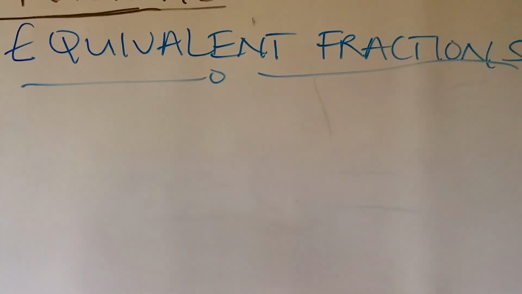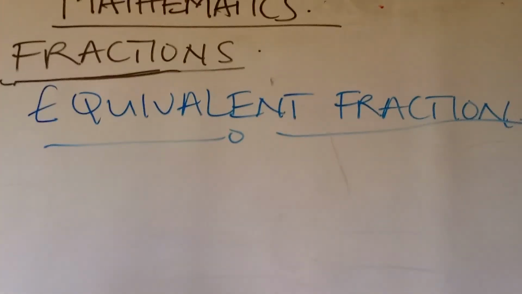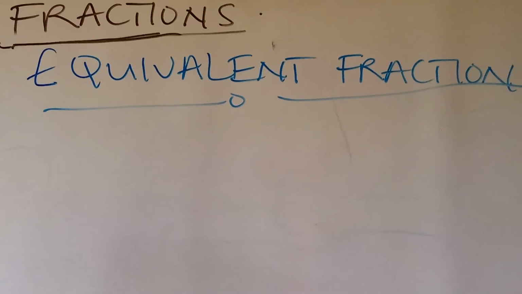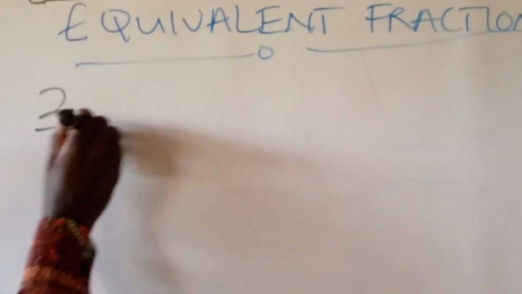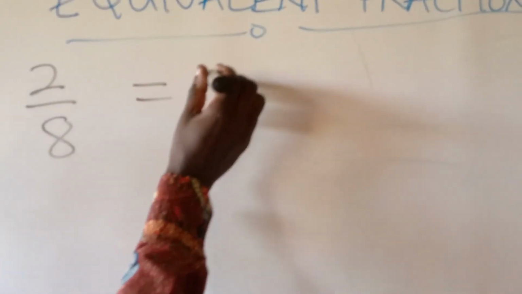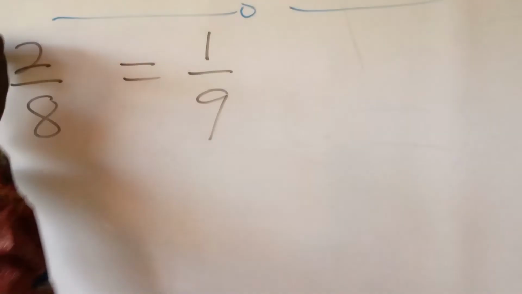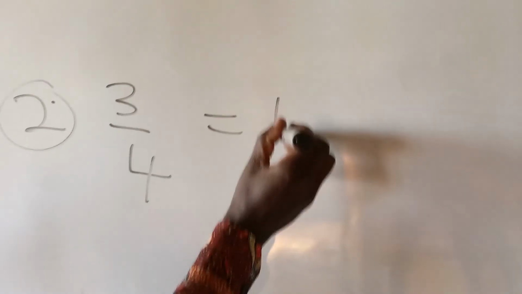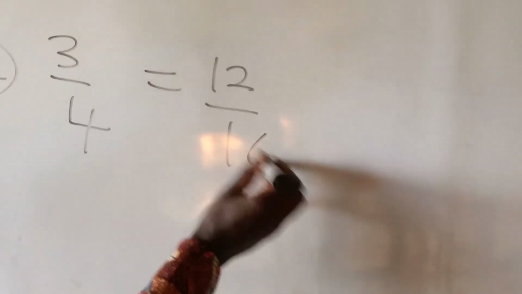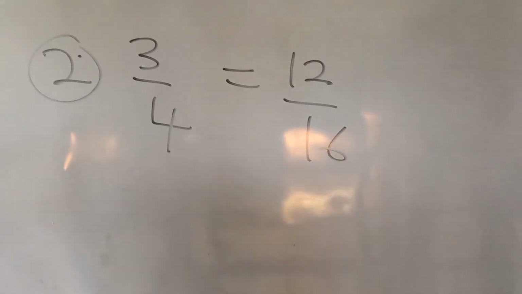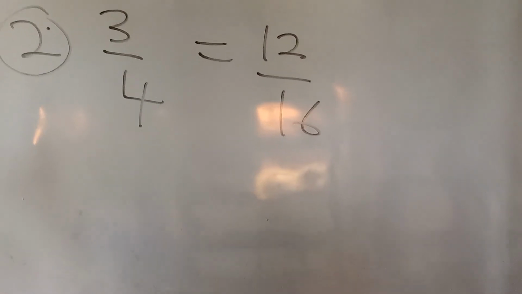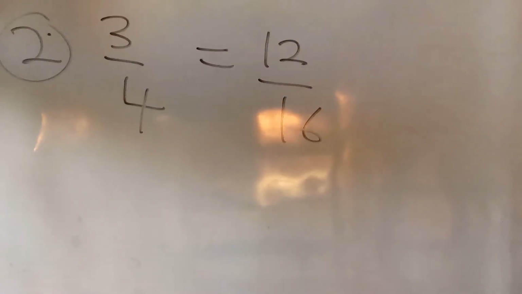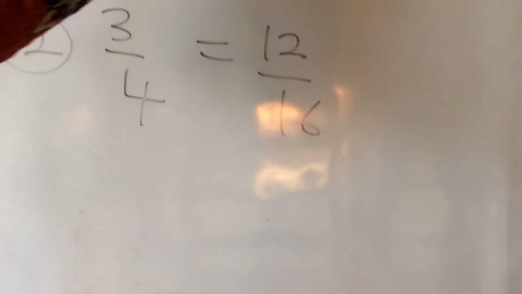So in an exam, they can ask you which of the following fractions are equivalent. 1. 2 over 8 equal to 1 over 9. 2. 3 over 4 equal to 12 over 16. They will ask you which of the following fractions are what? Equivalent. You see, we are having 2 over what? 8 equal to what? 1 over 9.